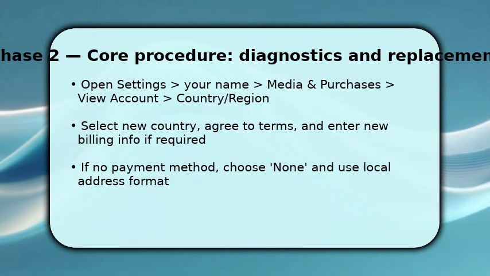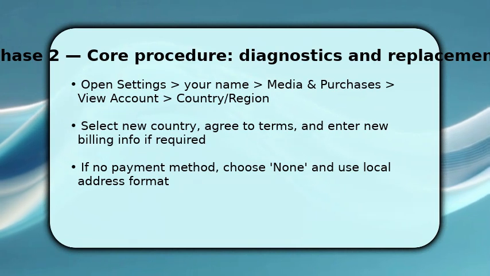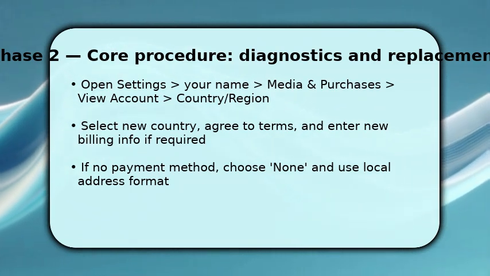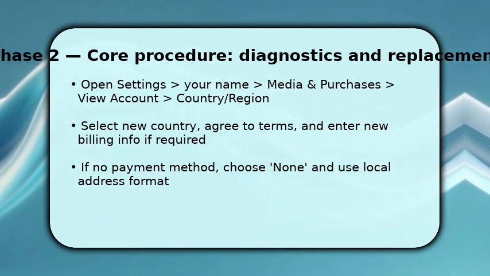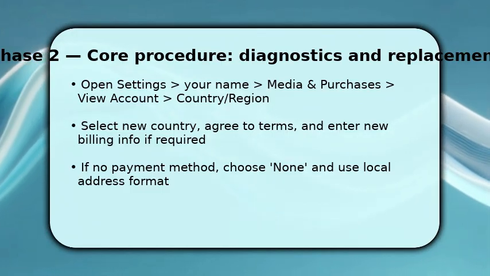Now you change the region itself. Go to Settings, tap your name, Media and Purchases, then view Account and Country/Region. Select the new country and read the terms, agree to proceed.